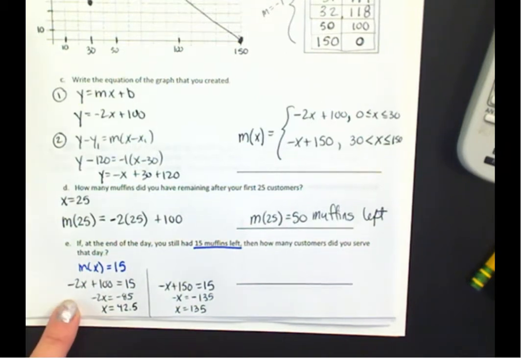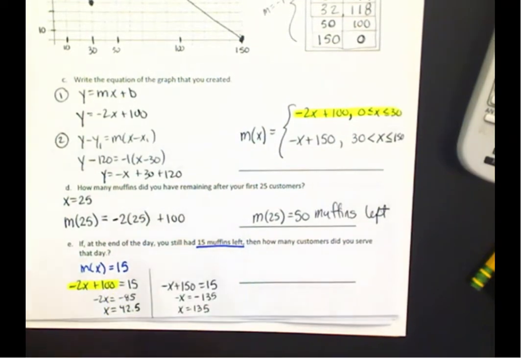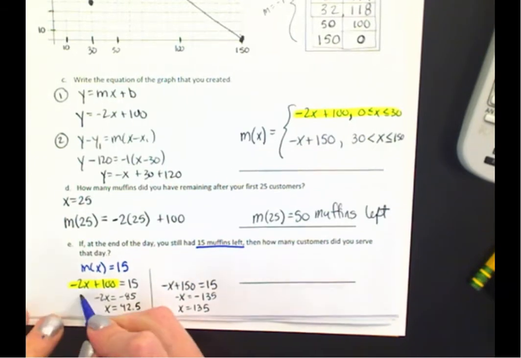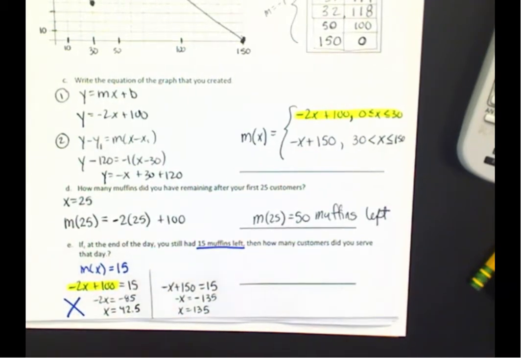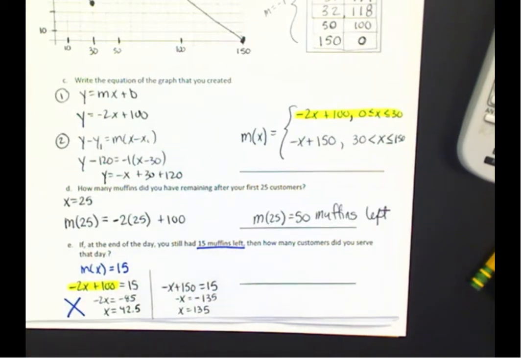First part. What's the domain that corresponds to the first equation? Zero to 30. Did your answer fall between 0 and 30? Means it does not work. This portion is only good for 0 to 30. Nothing else. Is there an easier way to check it without having to plug it in?